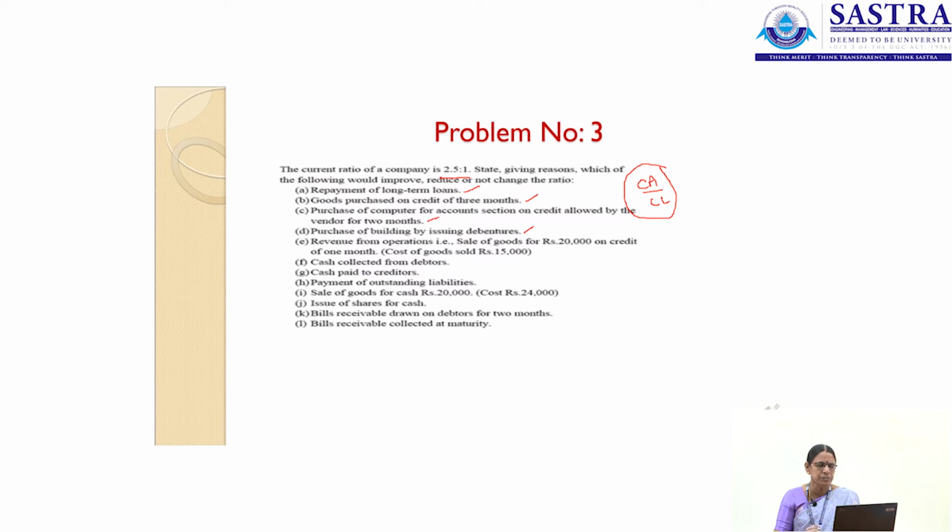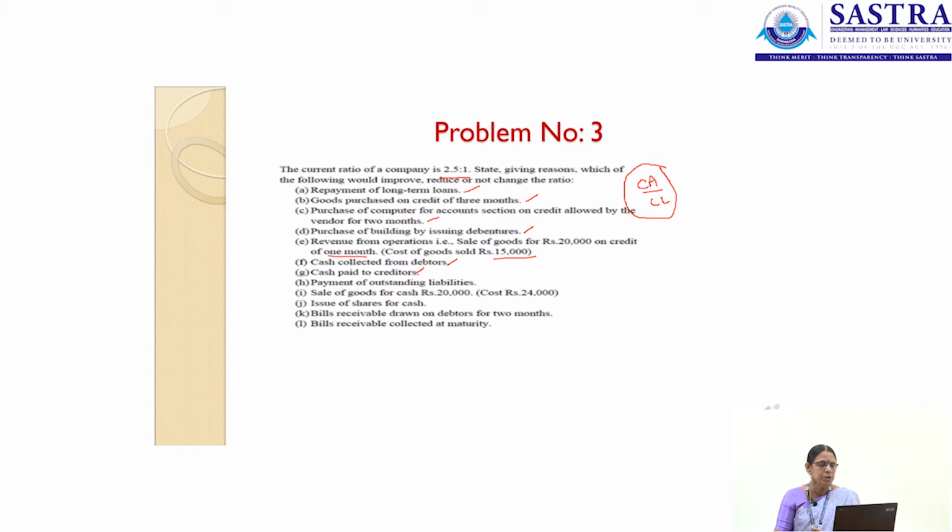Revenue from operations, that is your sales, 20,000 on credit for 1 month. Cost of goods sold is 15,000 rupees. So we have a revenue, it's a credit transaction. So your debtors is going to increase. Cash collected from debtors. The debtors is going to decrease and your cash is going to increase. Cash paid to creditors. Creditors will decrease and your cash will also decrease.